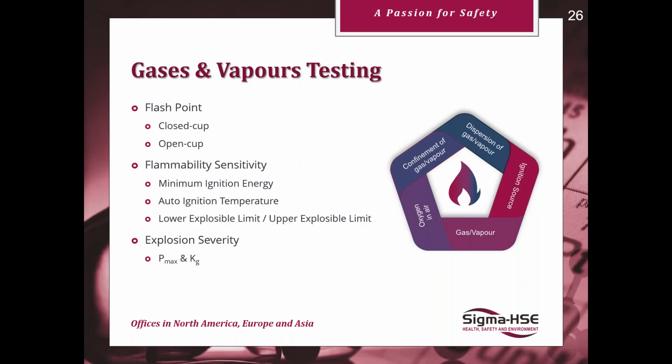So now we'll move on to the gases and vapours testing. They're similar to dust in the fact that they can also form explosive atmospheres, and the criteria for this explosivity is broadly the same. We can see here we have this explosive pentagon again. Oxygen and an ignition source is still required to form an explosion, but now we're concerned about the dispersion and confinement of a gas or vapor instead of a dust.